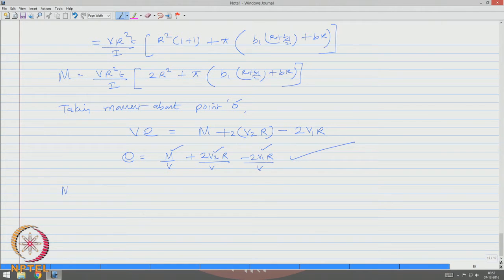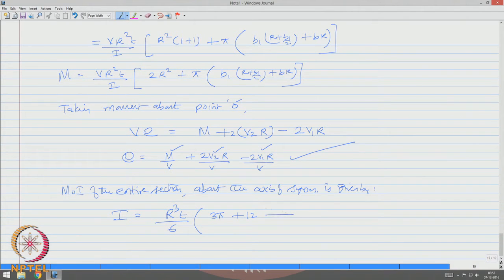Now, the moment of inertia of the entire section about the axis of symmetry is given by I is going to be, I would request you to do it from the first principles and understand how this can be arrived, 3 pi plus 12 times of B plus B 1 by R plus 4 times of B 1 by R the whole square into 3 plus B 1 by R. So, that is my moment of inertia and this is my distance of shear center.